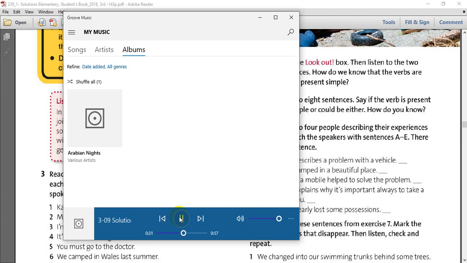5. I crossed the road and walked into the supermarket. Here, in number 5, there is no time reference. I crossed the road, there is no time reference.